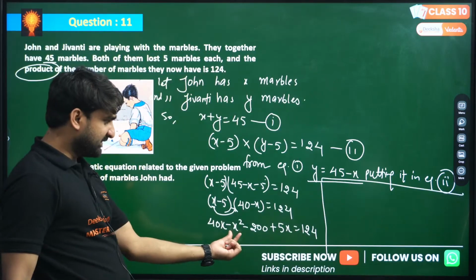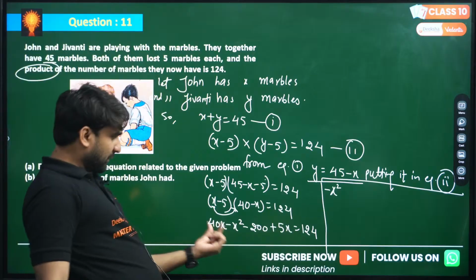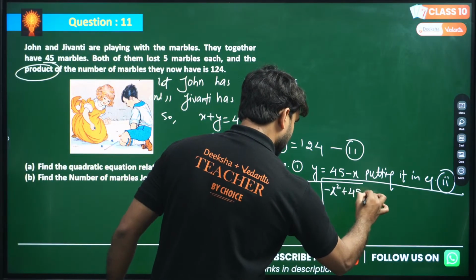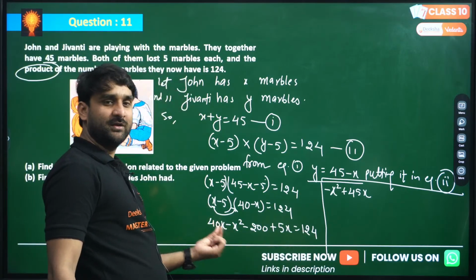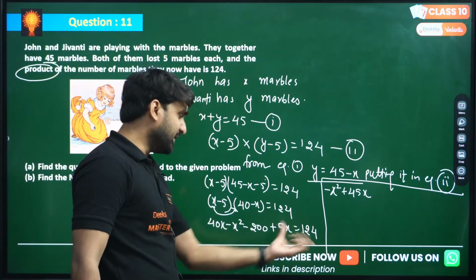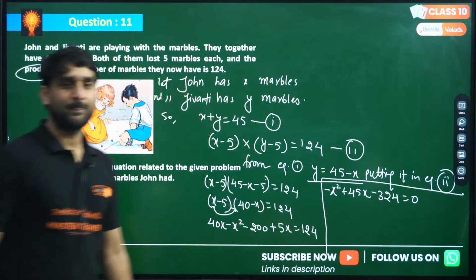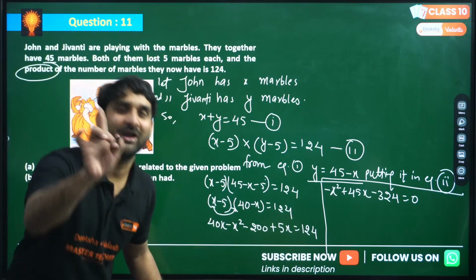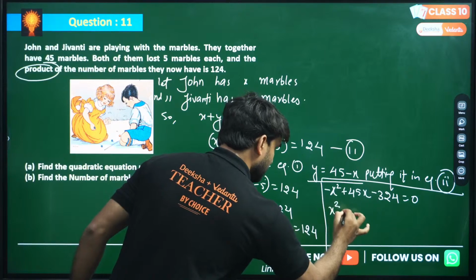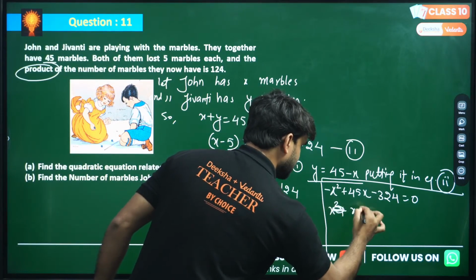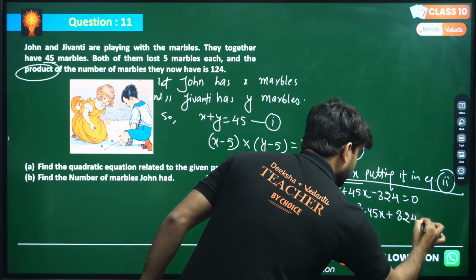Now solve this. Minus x square, we can shift at first position. 5x, 40x, 45x. This is minus 200, and if I bring this 124 to this side, 124 will also go in negative form. So minus minus plus. So minus 324 equals 0 will be there. X square cannot be in negative form, so we have to multiply this whole thing by minus. So this will be x square minus 45x plus 324 equals 0.